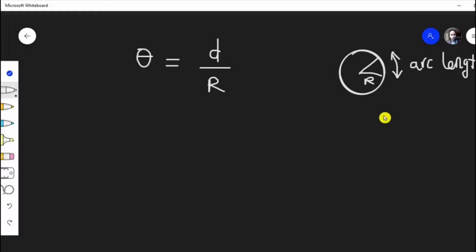You may already have learned this in math. When you use arc length, you divide it by the radius. You can have the arc measure in radian units.